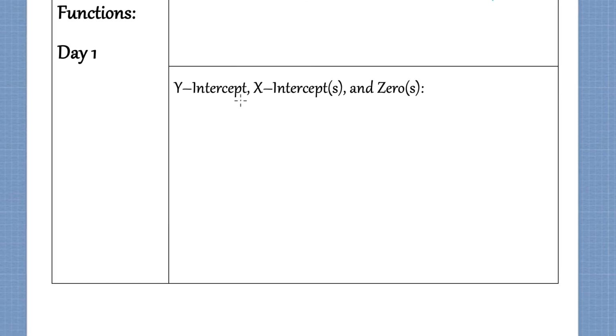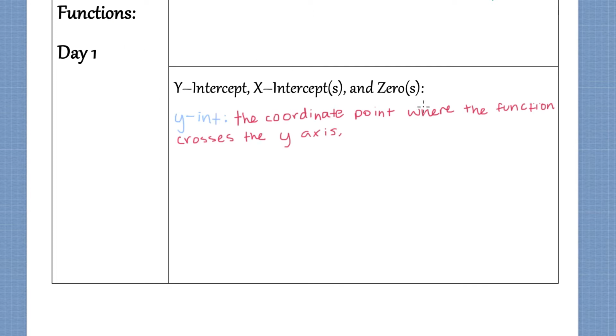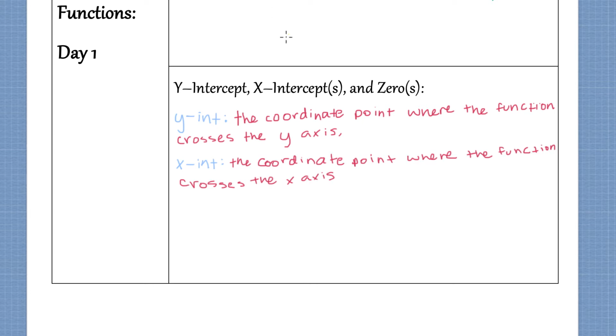Next, let's talk about Y-intercept, X-intercepts, and zeros. The definitions for each of these vary, so we're going to start with the Y-intercept, which is the coordinate point where the function crosses the y-axis. The X-intercept is really just the same thing, except instead of crossing the y-axis, it is the coordinate point where the function crosses the x-axis. The only difference between the two is that the Y-intercept crosses the y-axis and the X-intercept crosses the x-axis.